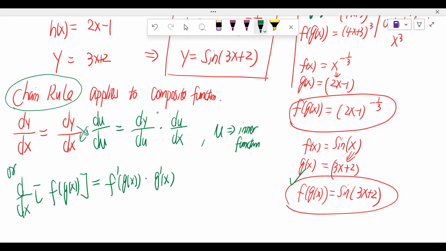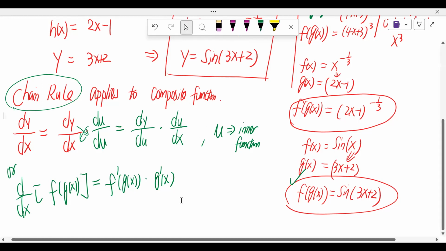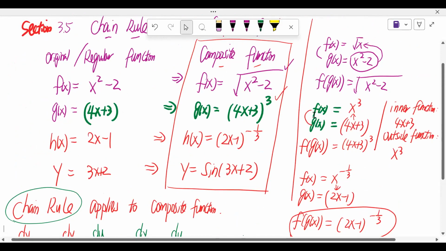So now, yes, Angelique, you have a question? Can you hear me? Yes, I can hear you. So when it comes to this rule, when we differentiate the outside is f of g of x, the outside wouldn't be f of x? So the outside is f of x. That's right. This is the outside function. Yes, and the inner function is g of x. So I have two layers.